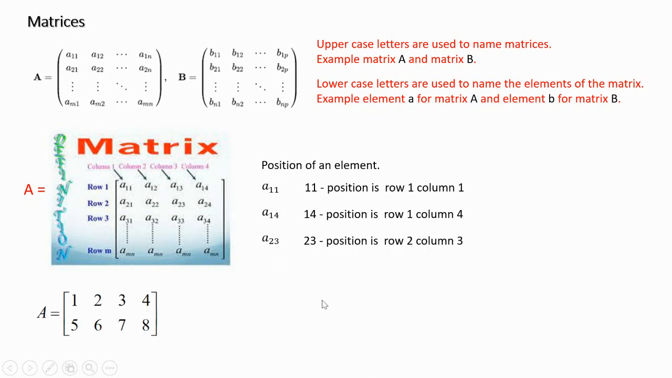Now let's do an example here. What is the position of the following elements? For example, A13 means the first row, third column, which is where the number 3 is. A24 is the second row and the fourth column, which is where the 8 is. So it's very crucial to know the positions, because when you add and subtract or do operations on matrices, you have to go by the positions. The positions are a key concept to know.